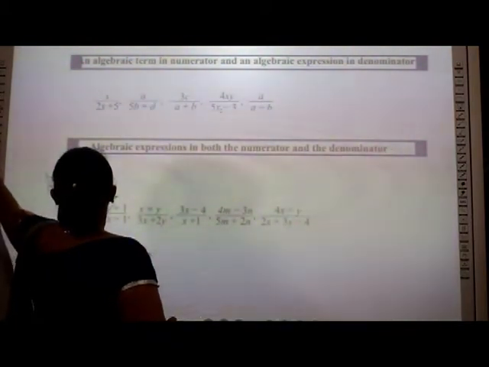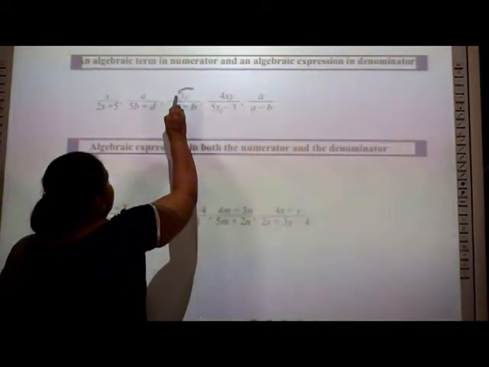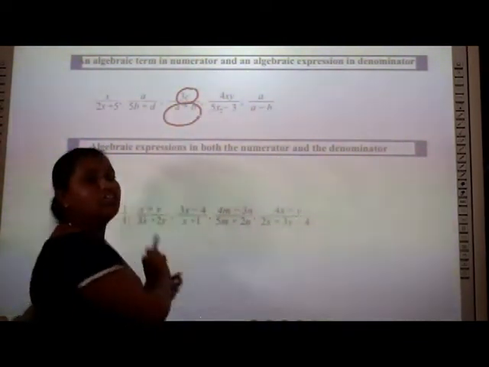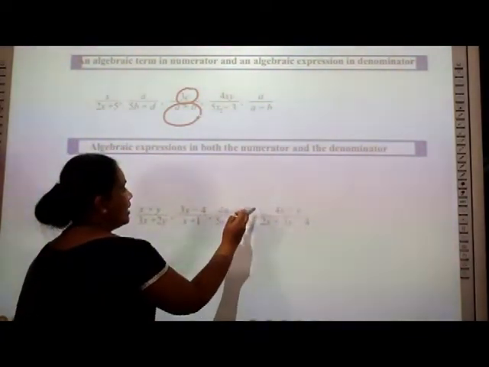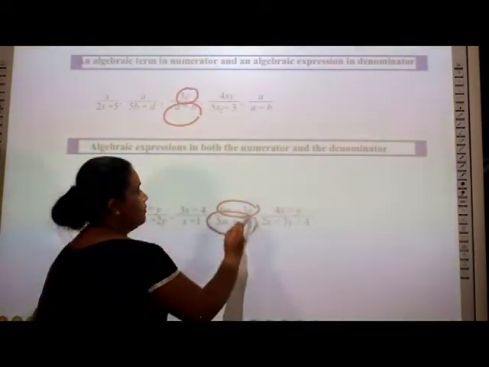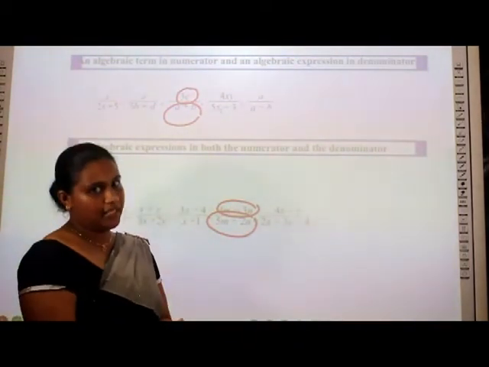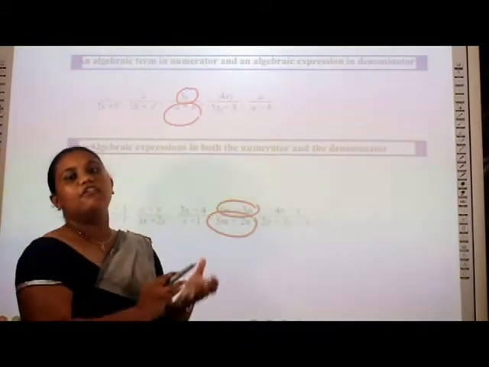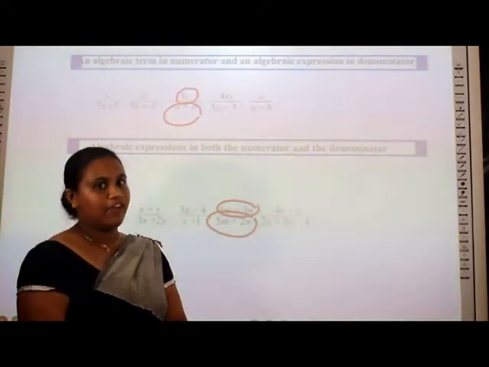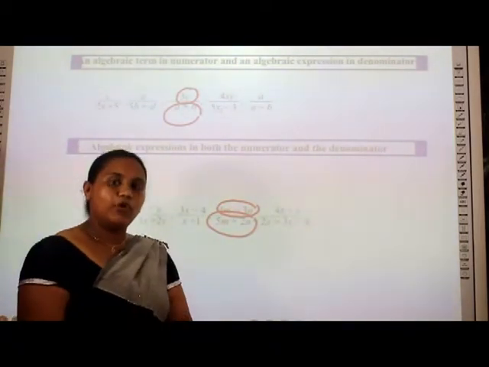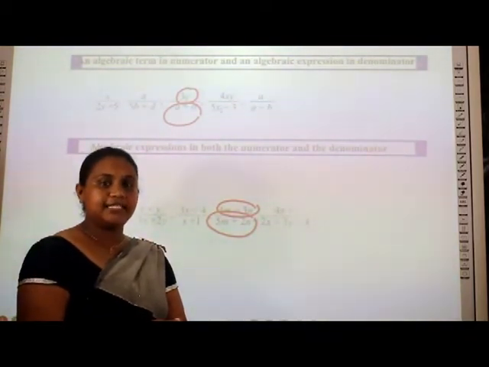Here you can see what? An algebraic term is in where? Numerator. Then an algebraic expression is in the denominator. Right? In here, you can see algebraic expressions are in both numerator and denominator. So all of these can be considered as algebraic fractions. So now you know how to identify algebraic fractions. Now next I am going to add and subtract algebraic fractions. Let's see how to do that.